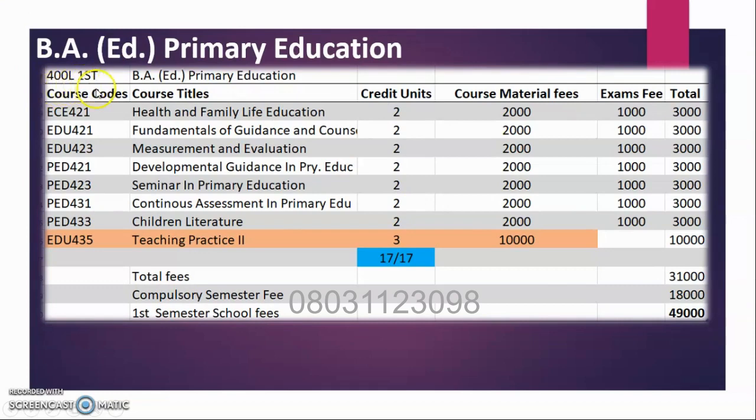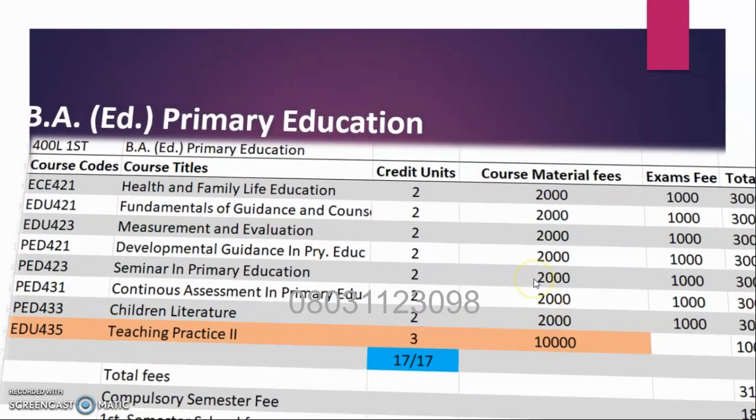Then we have 400 level first semester, and these are your courses, which include a second teaching practice. Teaching practice is done twice in education courses. I don't think there's any that is done once, it's twice. All of them. One at 300 level, one at 400 level. In the end, you still do your project. So add this together, you have 49,000 as your fee. You are expected to pass all of this.